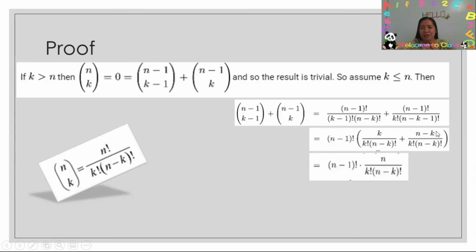So we have now, by simplifying this one, it comes up with n all over k factorial n minus k factorial. So we have this problem. Let's focus on this portion here. And we can express it now that way: n factorial is all over k factorial n minus k factorial. And this one is equivalent to this portion here. And now that is equal to our binomial coefficient n and k. And that's all for this Pascal's identity. Thank you so much.